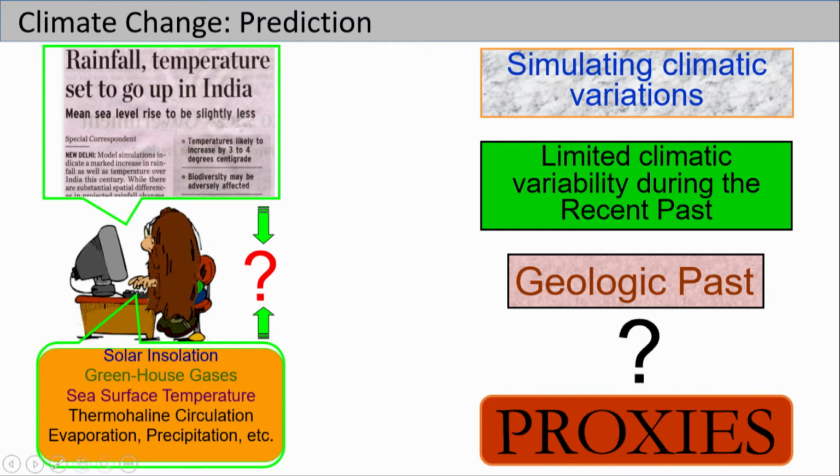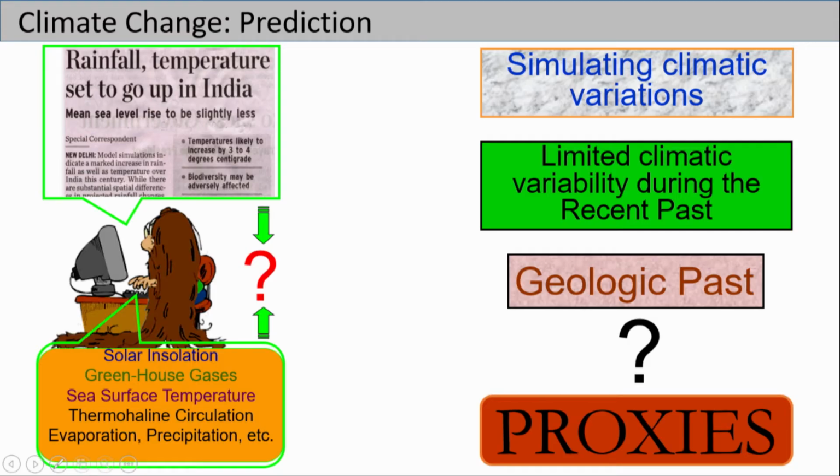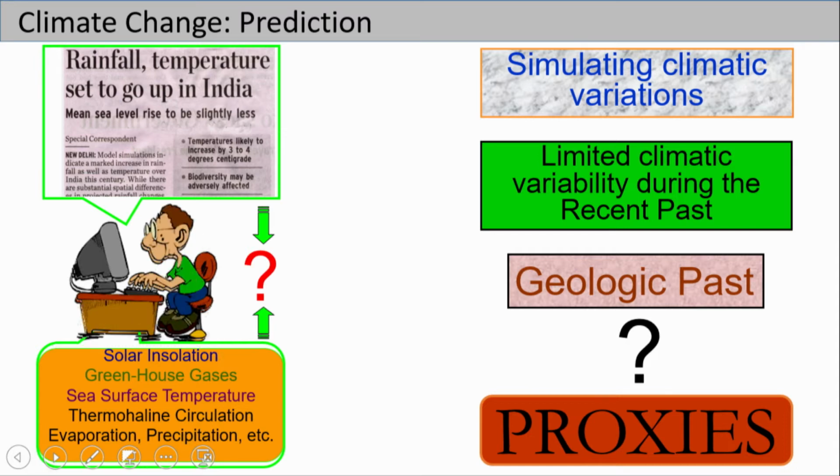Now, how do we go back in time and understand the climate? That is what is the paleoclimate, climate of the past. And I told you the reasons why we need to understand the climate of the past. Now, I will briefly tell you how we reconstruct the climate of the past.